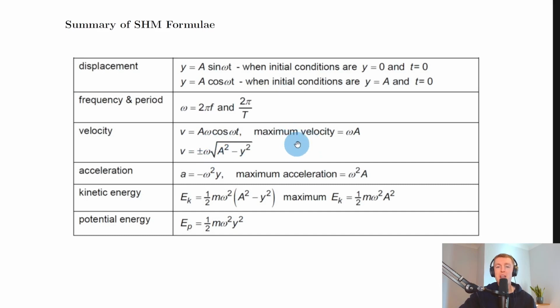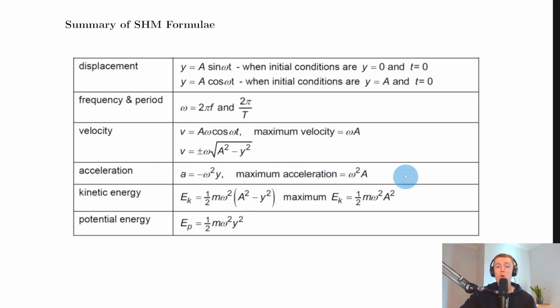We also saw that maximum velocity was when we have omega times a, i.e. v max equals omega times a, or a omega. And we also derived an expression for velocity in general, which was plus or minus omega times the square root of a squared minus y squared. So remember, you could be asked to derive that in the exam, so make sure you can go through the steps.